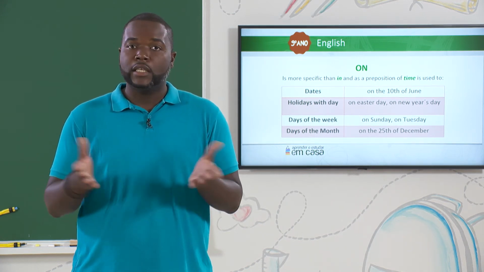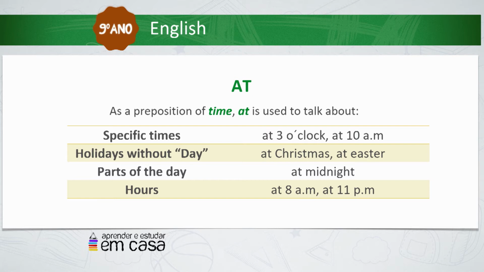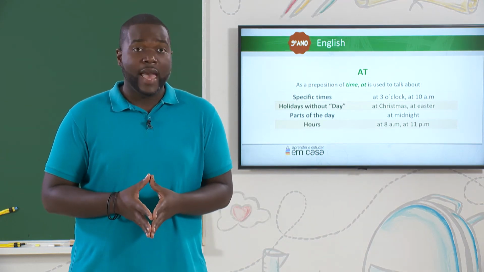Now let's continue with at and see how we use at as a preposition of time. As a preposition of time, at is used when we talk about specific times, for example, at 3 o'clock or at 10 a.m. Also, when we talk about holidays without day, for example, at Christmas or at Easter. Also, when we talk about parts of the day, for example, at midnight, and when we talk about hours. As an example, we have at 8 a.m. or at 11 p.m.